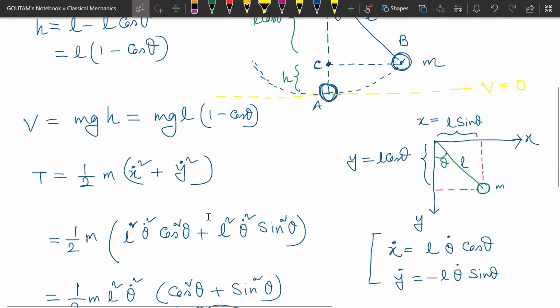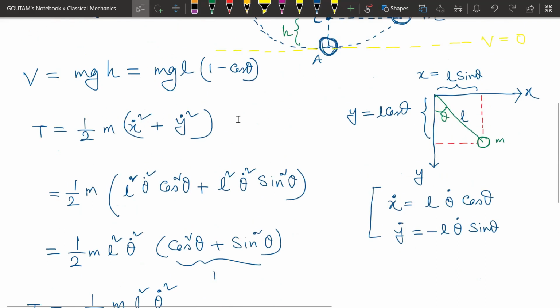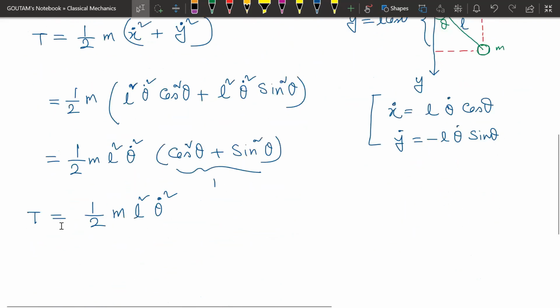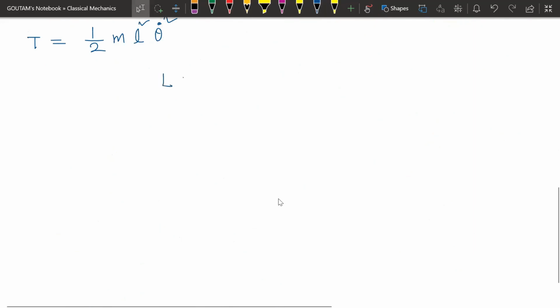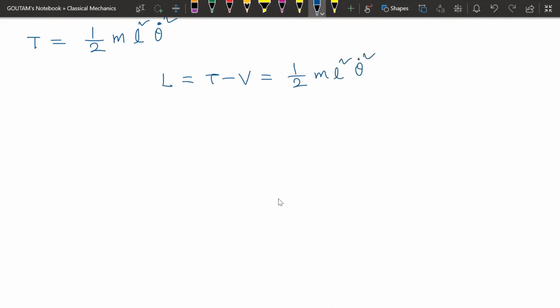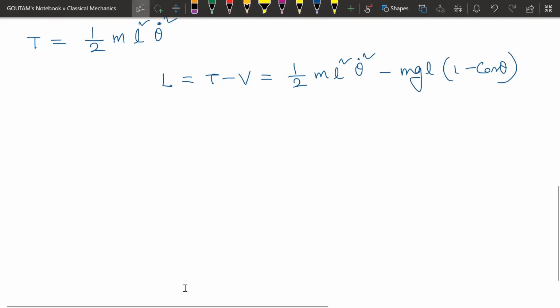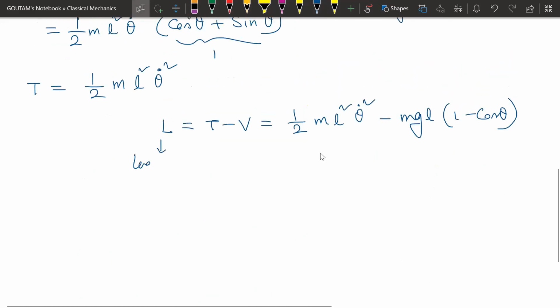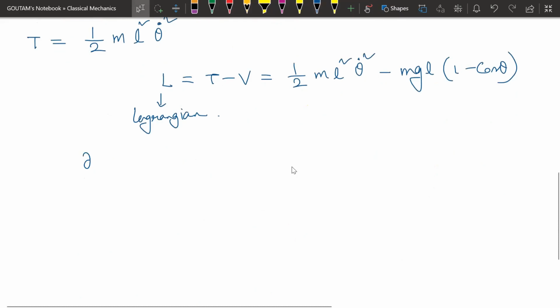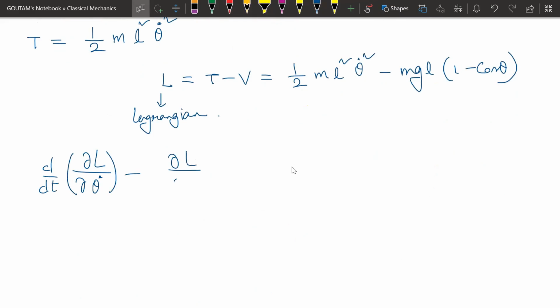L is constant, and here the generalized coordinate is theta. So V is a function of theta, and the kinetic energy T is a function of theta dot. Then the Lagrangian of the system will be L equals T minus V, which is half m L square theta dot square minus mgL (1 minus cos theta). This is the potential energy, mgL (1 minus cos theta). So we got our Lagrangian. Now the Lagrangian equation of motion will be d/dt of (del L del theta dot) minus del L del theta equals 0.